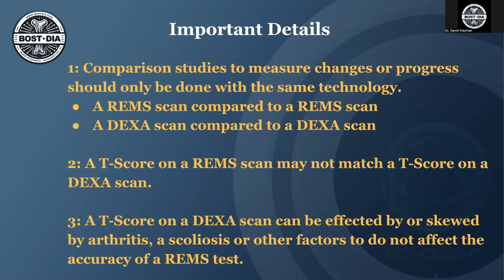The reason is that a T-score on a REMS scan may not match the T-score on a DEXA scan. Not only are they different technologies, but there are things that affect or skew the accuracy of a DEXA scan T-score that would have no effect on a REMS scan. For example, if you have arthritis, a scoliosis, or if you've had surgery of one type or another, it may skew the results of your DEXA scan, but it may not affect the T-score represented on a REMS report. So the reminder here is, for progress, compare a REMS to a REMS.